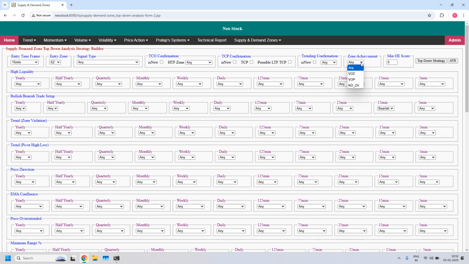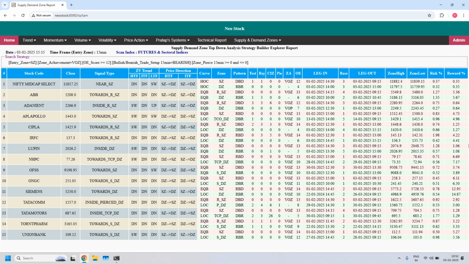Zone achievement, violated opposing zone. Minimum odd enhancer score 12. All 3 filters are applied to 15 minute supply zone. We got 15 stocks. These 15 stocks are supporting bearish trade setup for daily income trade. And entry zones are all these 15 minute supply zones, entry time frame zones.